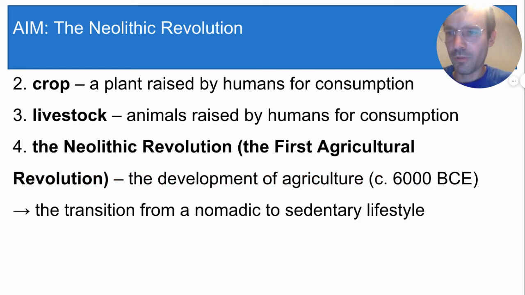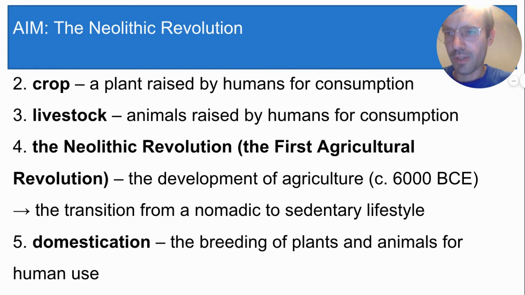The next term is one you've already learned, the Neolithic Revolution. The Neolithic Revolution was when humans first learned to domesticate plants and animals. And it's also called the first agricultural revolution. You're going to learn about 4 agricultural revolutions in this unit, and the Neolithic Revolution is the first one. It began around 6000 BCE, and it was when humans learned agriculture.